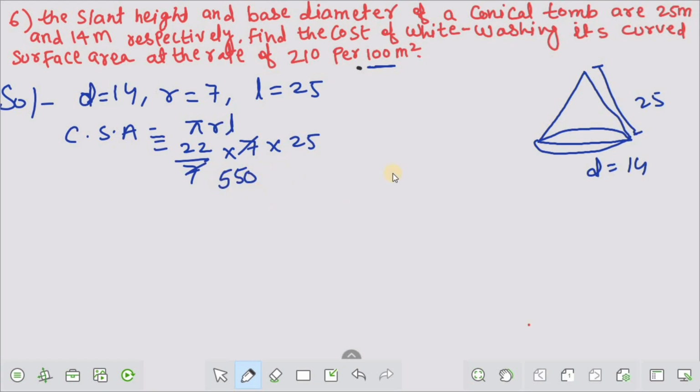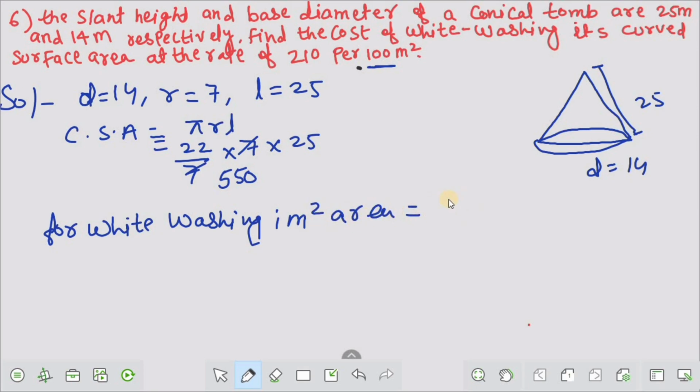Now this is the curved surface area of cone, and now we need to find the cost for whitewashing of this area, and the rate is 200 per 100 meter square. So let's write, for whitewashing 1 meter square area will be how much? 200 per 100 meter square. This is for 1 meter square area.